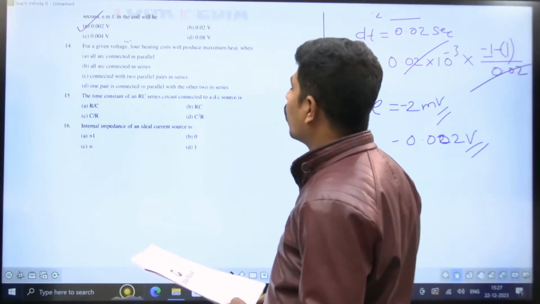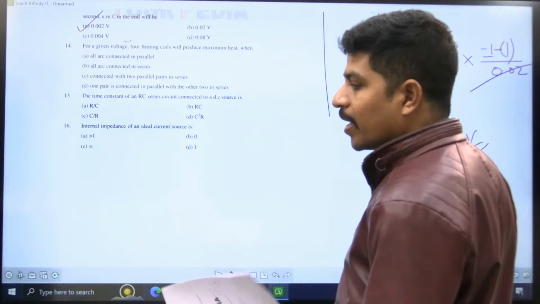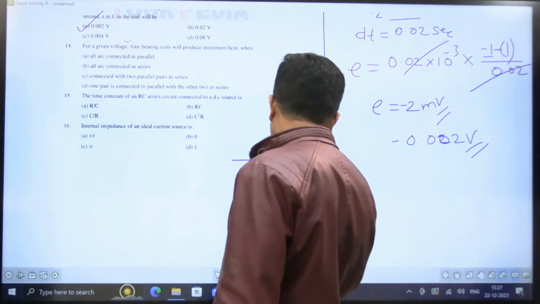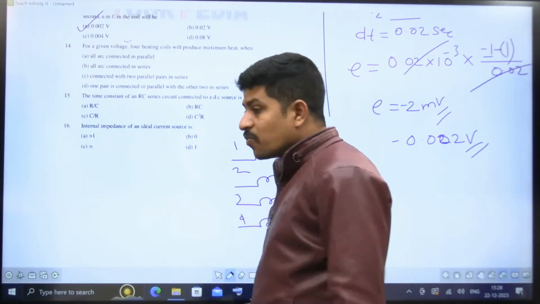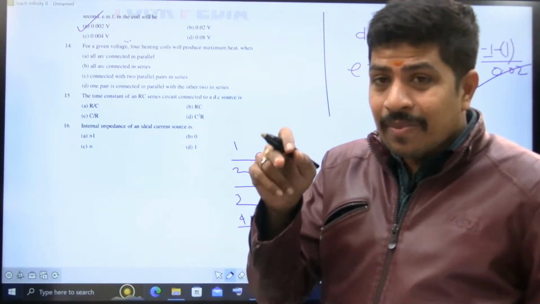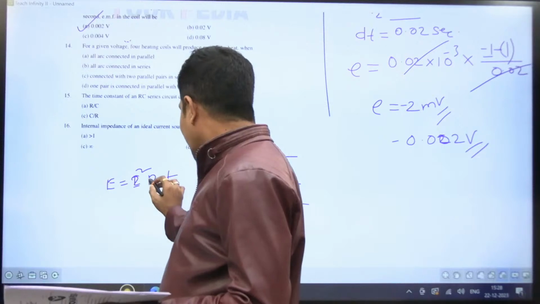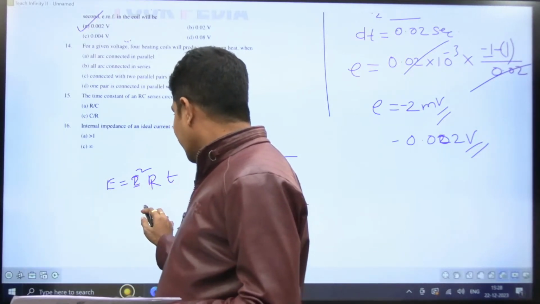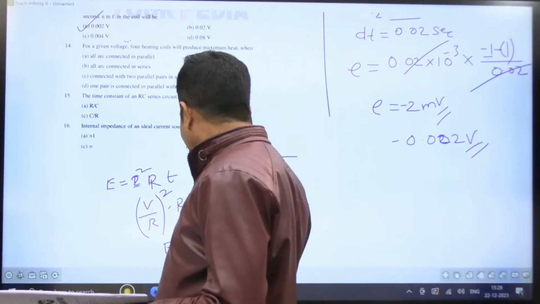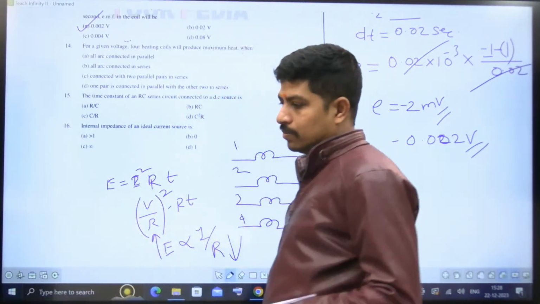The next question is question number 14. For a given voltage, which of 4 heating coils will produce maximum heat? He's saying that he has 4 heating coils. This is one coil, this is another coil, this is 1, 2, 3, 4. These 4 coils together will produce maximum heating. Heating is maximum means energy is maximum. What is the energy formula? E is equal to I square RT, right? What is I? I is V by R, whole square into R into T. So the energy produced is inversely proportional to resistance. If the resistance is less, the energy is more, right?